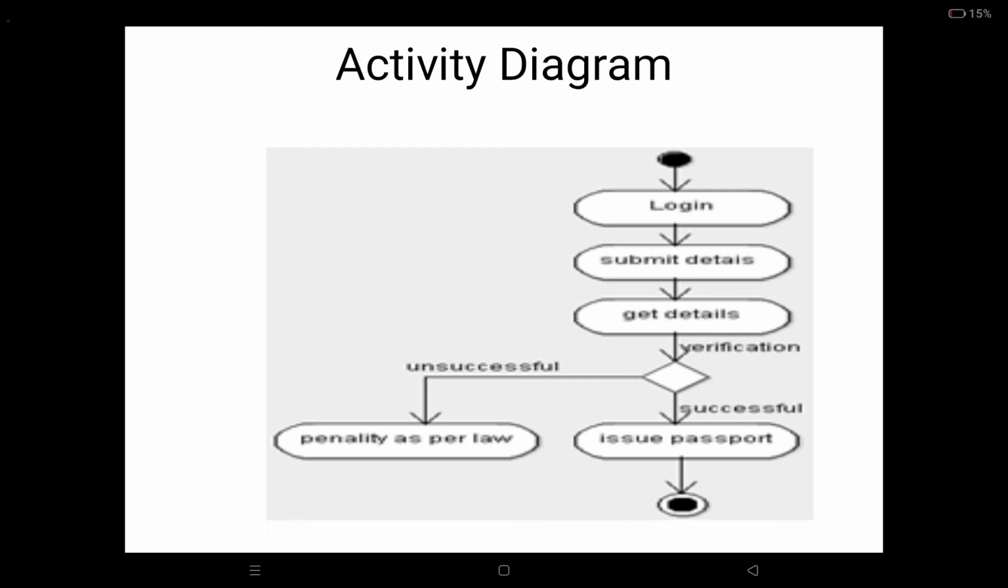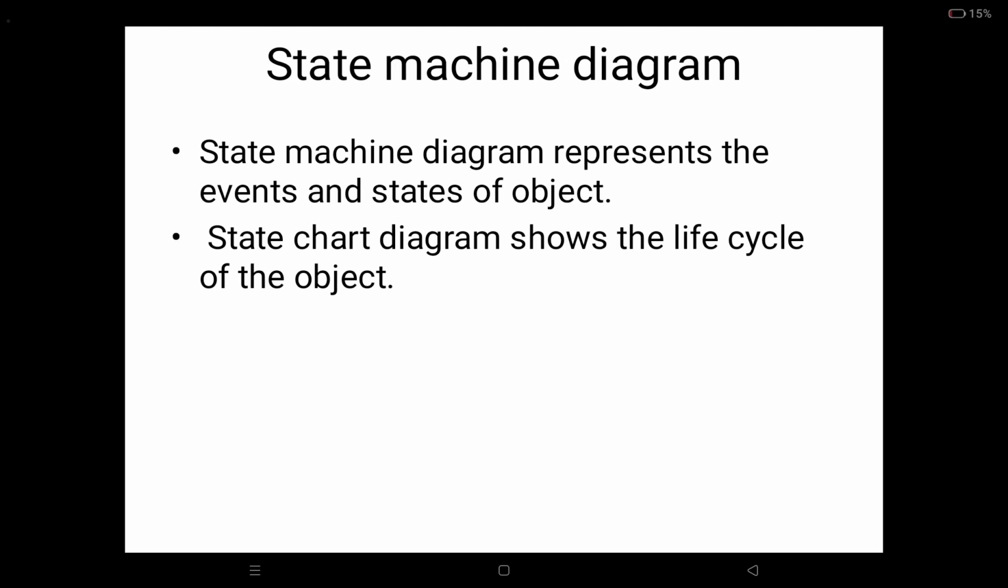This is an example of an activity diagram. It shows only the flow. First the login, then submit the details, then get the details, then verification. If the verification is successful, the passport is issued. Otherwise, a penalty as per the law. It focuses only on the flow of activity, that's all. Okay, state machine diagram. The state machine diagram also comes under the category of behavioral diagram.